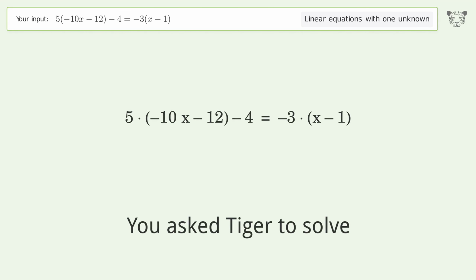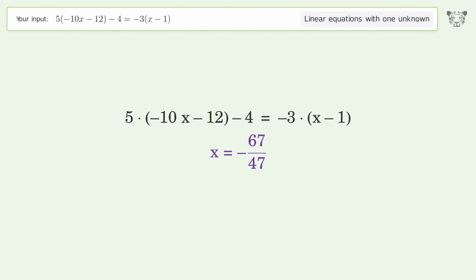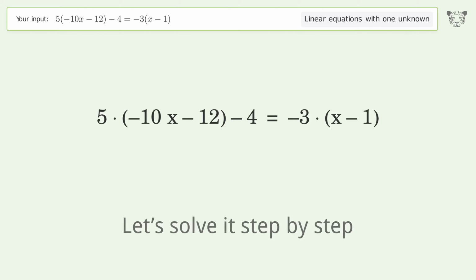You ask Tiger to solve. This deals with linear equations with one unknown. The final result is x equals negative 67 over 47. Let's solve it step by step.